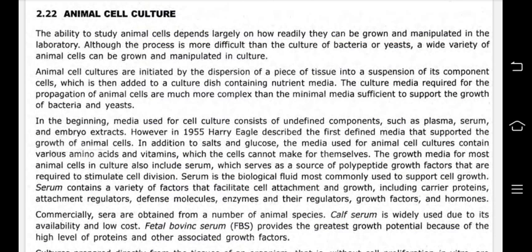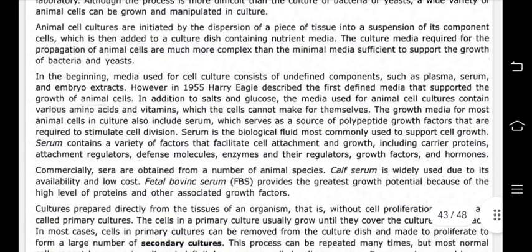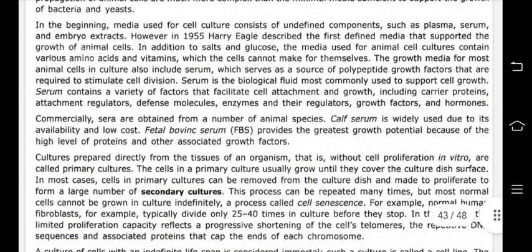The culture media required for the propagation of animal cells are much more complex than the minimal media sufficient to support the growth of bacteria and yeasts. In the beginning, media used for cell culture consisted of undefined components such as plasma, serum, and embryo extracts. However, in 1955, Harry Eagle described the first defined media that supported the growth of animal cells. In addition to salts and glucose, the media used for animal cell culture contain various amino acids and vitamins which the cells cannot make for themselves.